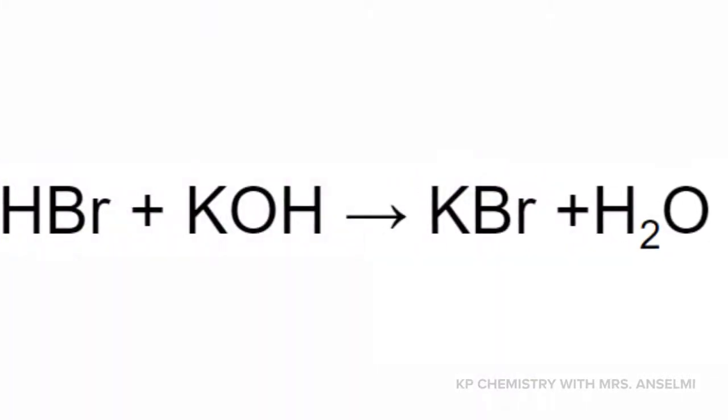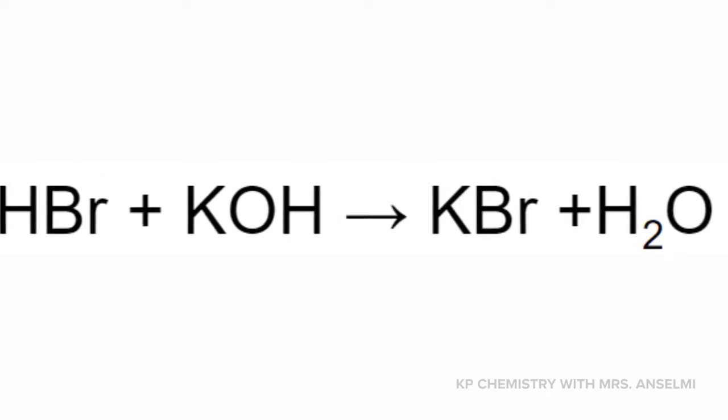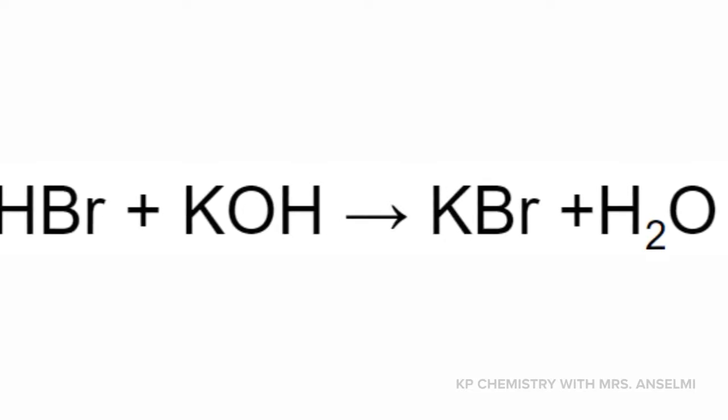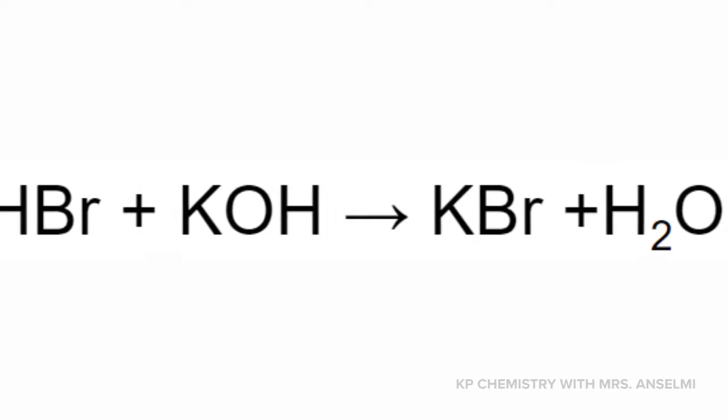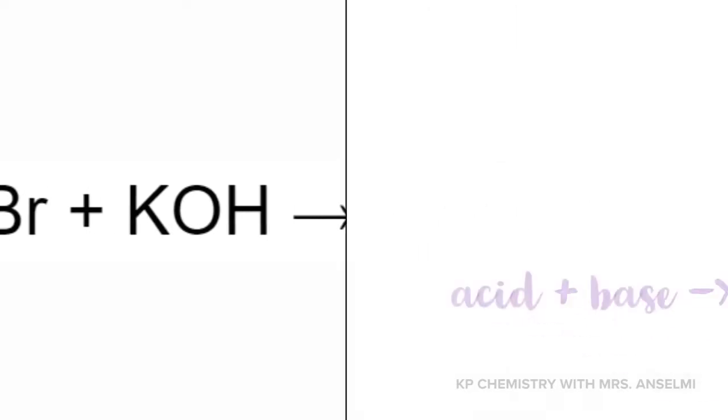In this example of a neutralization reaction, the acid is HBr, and the base is KOH. When they react, they produce water and a salt, which is potassium bromide. It's easier to see that this is a double replacement reaction if we write water as HOH instead of H2O. The anion OH- gets paired with the cation H+ to make water.